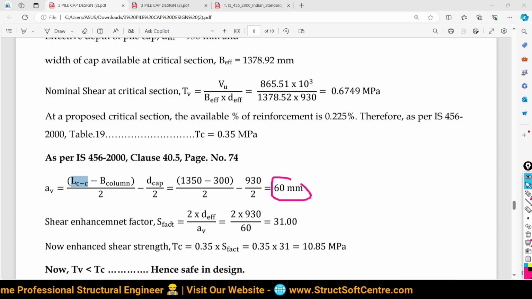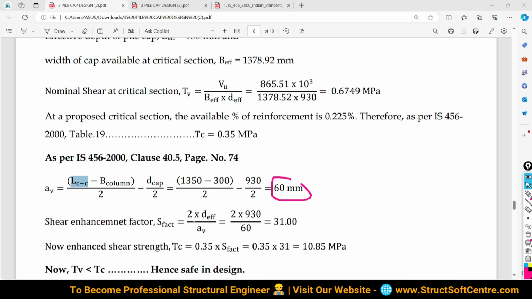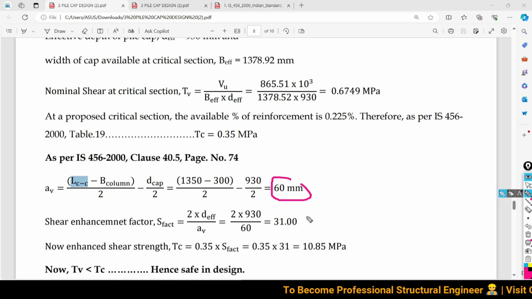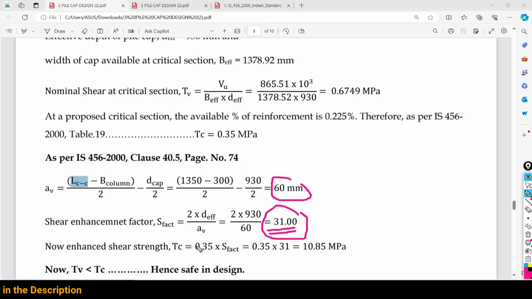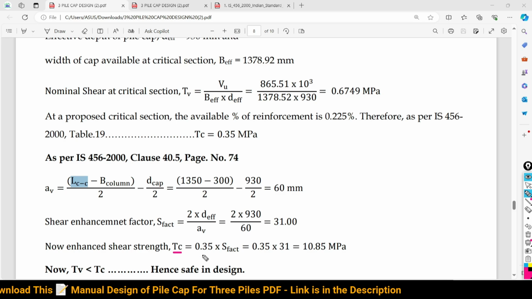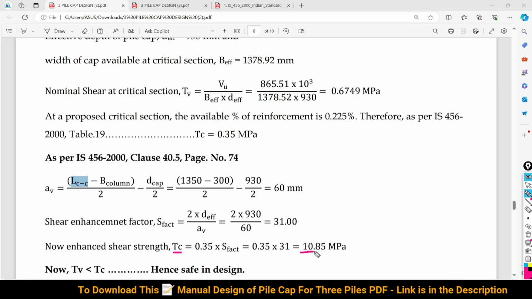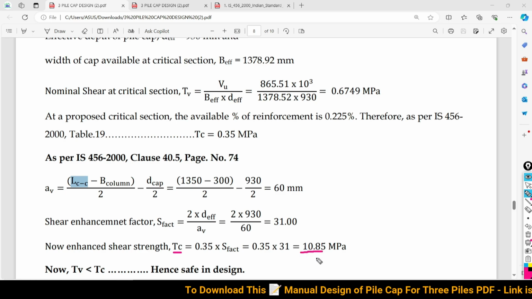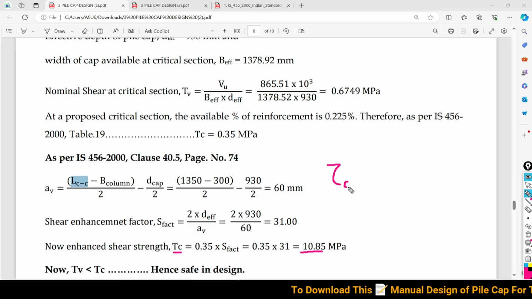The shear enhancement factor is going to become 2 times d effective divided by AV. So 2 times effective depth, 930 mm, divided by 60. We are getting the shear enhancement factor as 31. Now you have to multiply this factor with your critical capacity to find out the actual shear resisting capacity of your section. So we are getting the value of 10.85 MPa. This is the critical capacity of your section.